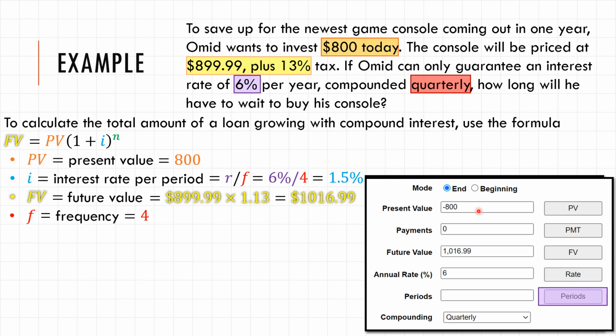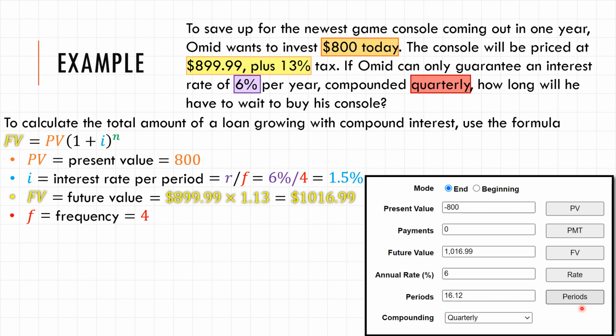I'm going to plug in all of my values here, negative 800, 1016.99. The annual rate is 6%. It looks like with this solver, some of them ask you to actually put in the interest rate per period. This one I only needed to put in the annual rate. I said that it's compounding quarterly, and I just click on this button to find that the number of periods is 16.12. So it will take 16.12 quarters before Omid will have enough money to buy his console. $800 will grow to $1,016 in 16.12 quarters.